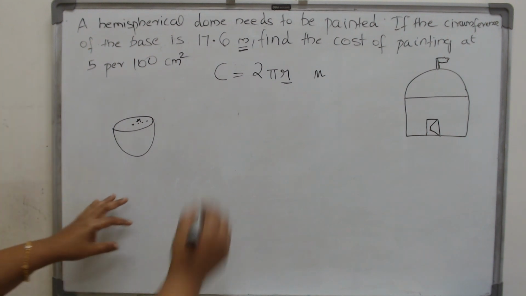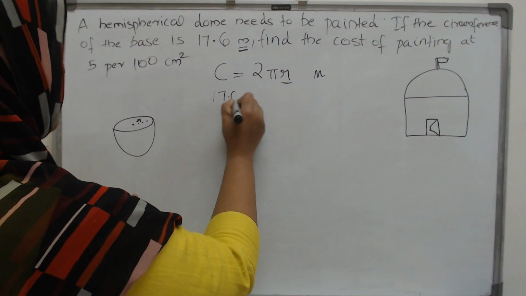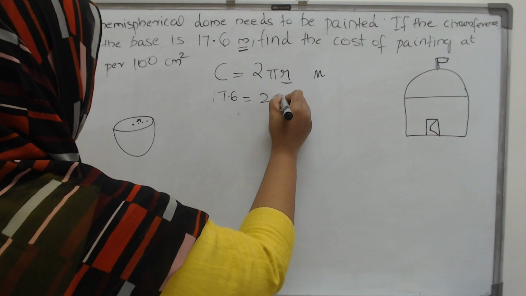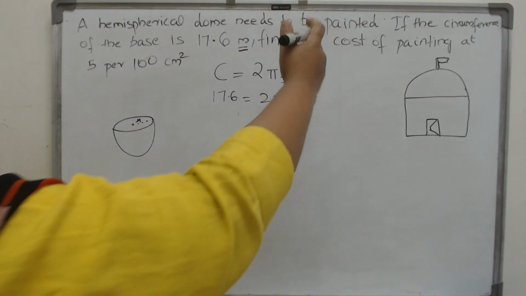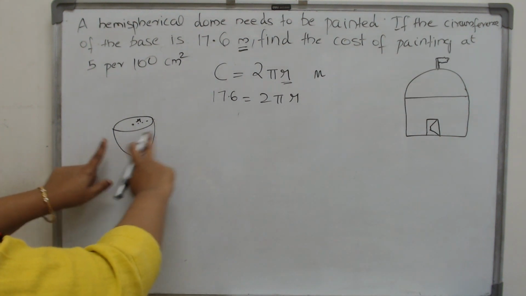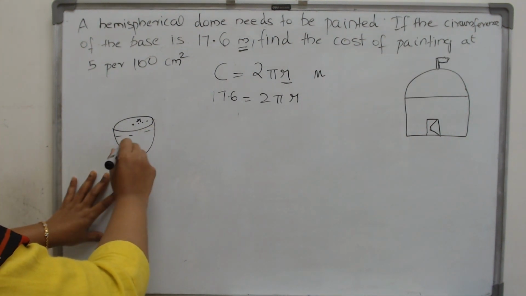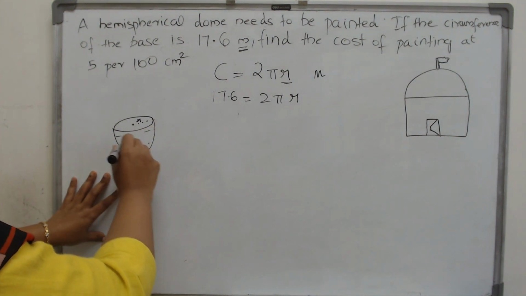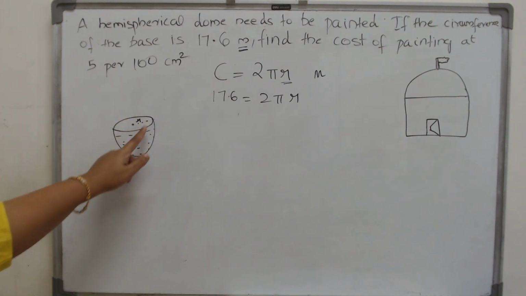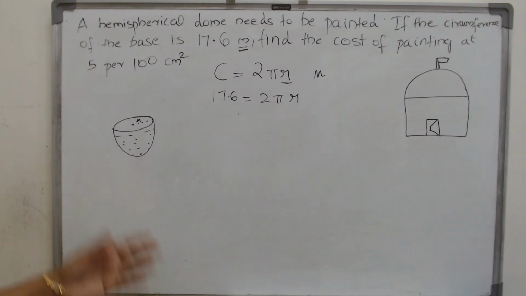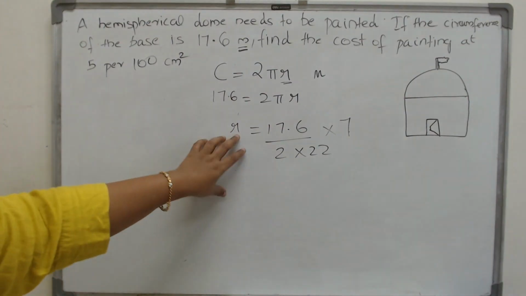But what is the circumference given as? It is given as 17.6, equal to 2 pi r. From that we will get r. But what is the question? Find the cost of painting this dome. That means they want to paint what? They want to paint the curved surface. You don't know what the curved surface is. You just know the circumference of this. Then we will find the curved surface. Now this is your r.